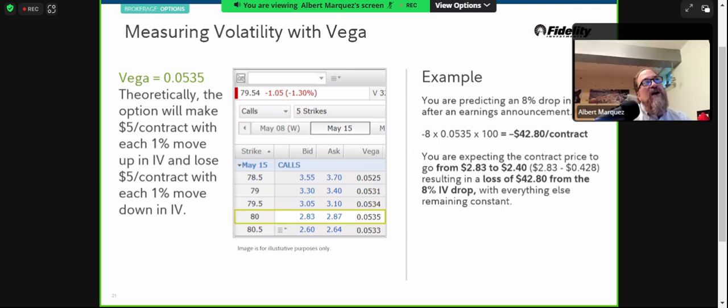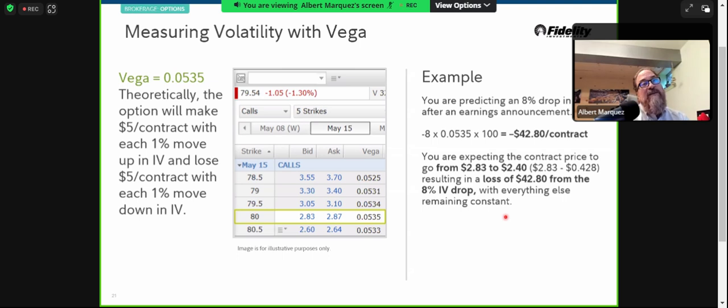If you're looking for that 8% drop in volatility after earnings, so if we did 8 times the Vega times 100, you're looking at $42.80 a contract. So you're expecting the contract price to go from $2.83 to about $2.40, right? You're subtracting that money from the actual price, resulting in a loss of $42.80 from the 8% implied volatility drop, with everything else remaining constant.